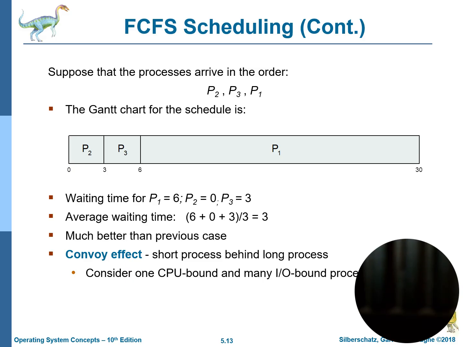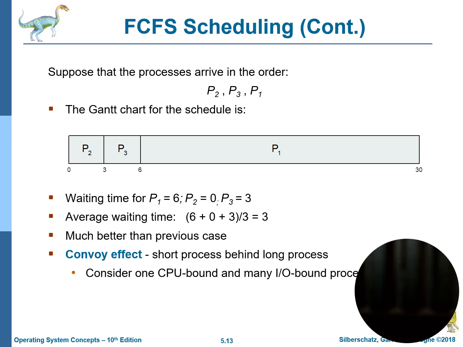So suppose the processes arrive in this order. If they arrive starting with process 2, then process 3, then process 1, look at their waiting times. Process 2 will wait for 0 milliseconds. Then process 3 will wait for 3 seconds. Then process 1 will wait for 6 seconds.